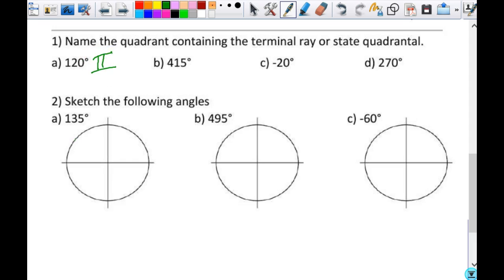Just understanding what quadrant it's in. Now this 415, right? That means I would start here. I would rotate around counterclockwise because it's positive. I'm going to go all the way around to 360, but I got to keep going. So I got to know what 415 minus 360 is, so I know how much more to go. What's 415 minus 360? 55. Okay. So if I make one full rotation and then another 55 degrees, what quadrant am I in? 1.